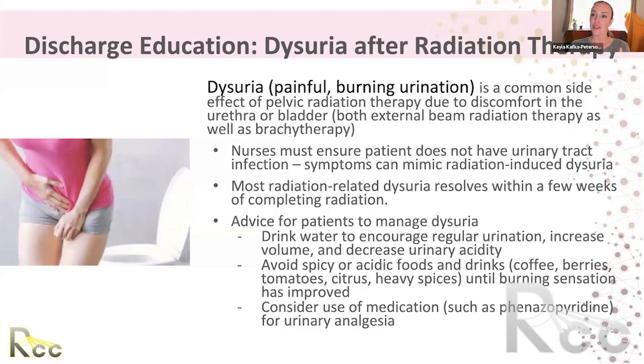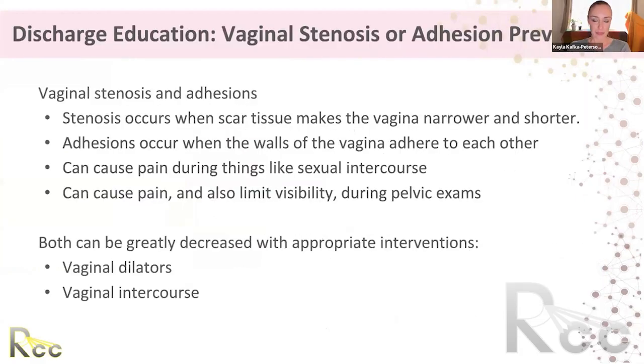Once we know it's not a UTI, we can give them tips on managing dysuria: drinking water to encourage urination, and it also decreases the acidity of their urine, so it burns less because the pH changes as they're more and more hydrated. So we tell them lots of water. Avoid spicy or acidic foods or drinks such as coffee or berries or tomatoes or heavy spices until the burning improves. Then they can eat whatever they want, but that helps a lot. And then there are medications that can help as well to numb the urinary tract.